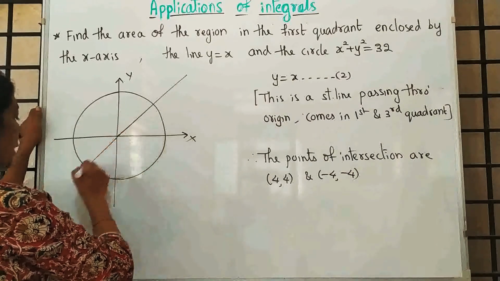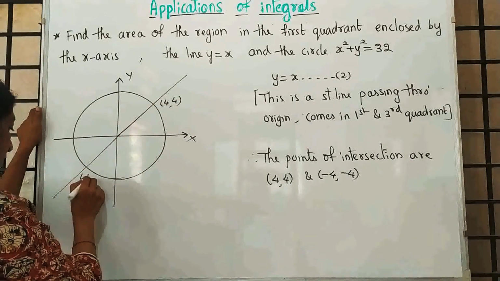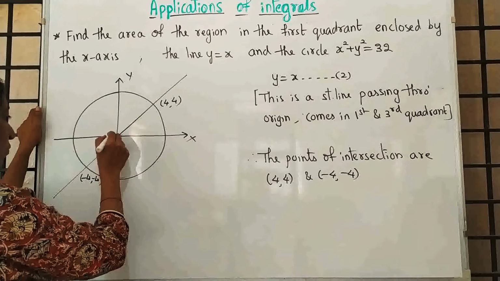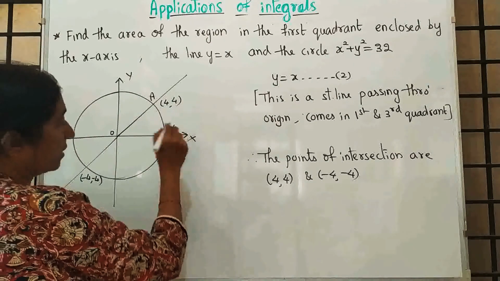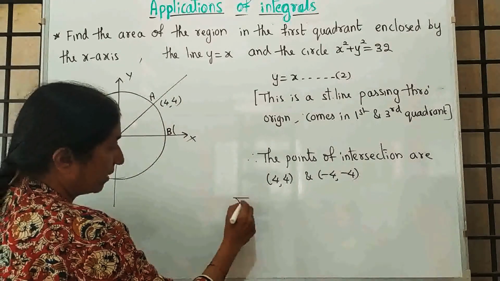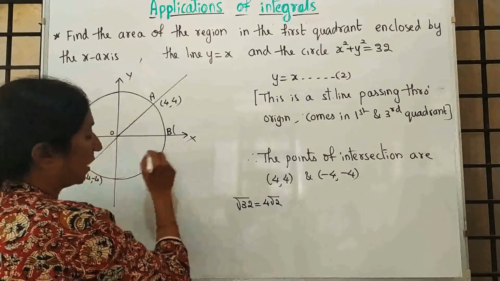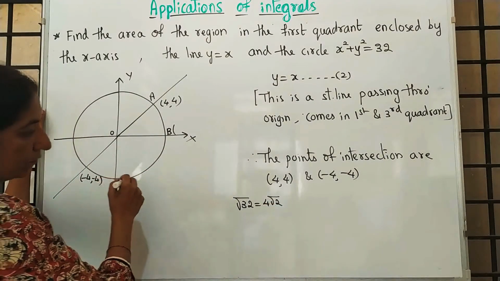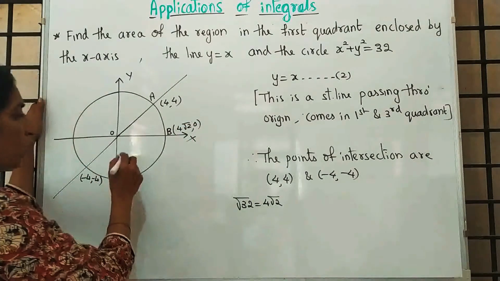And this is the line. This is 4, 4 and minus 4, minus 4. This is the origin, I will call it A, and this is B. Radius is what? Root 32. How will you write root 32? 4 root 2. For our convenience you can write 4 root 2, 0, or you can write root 32.